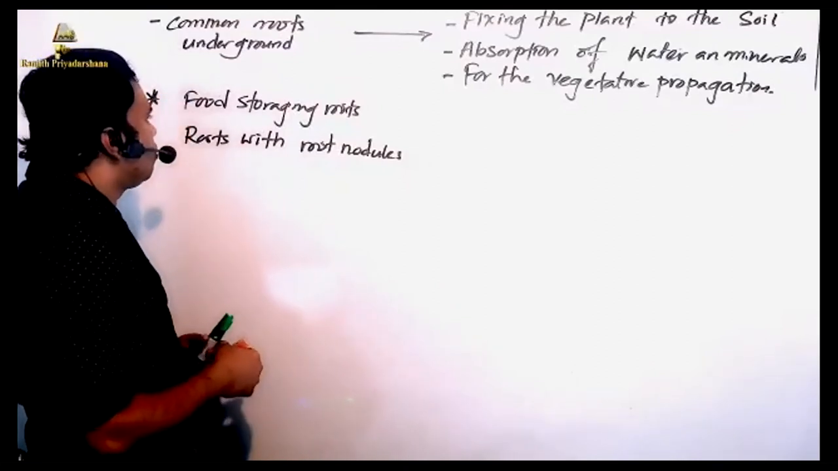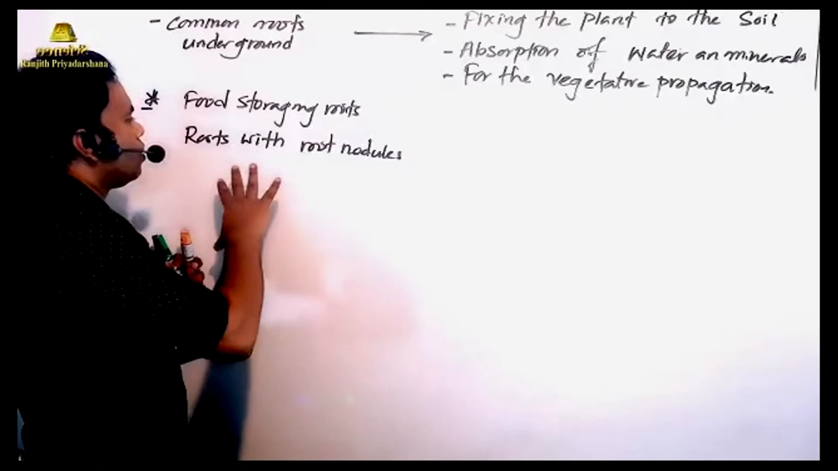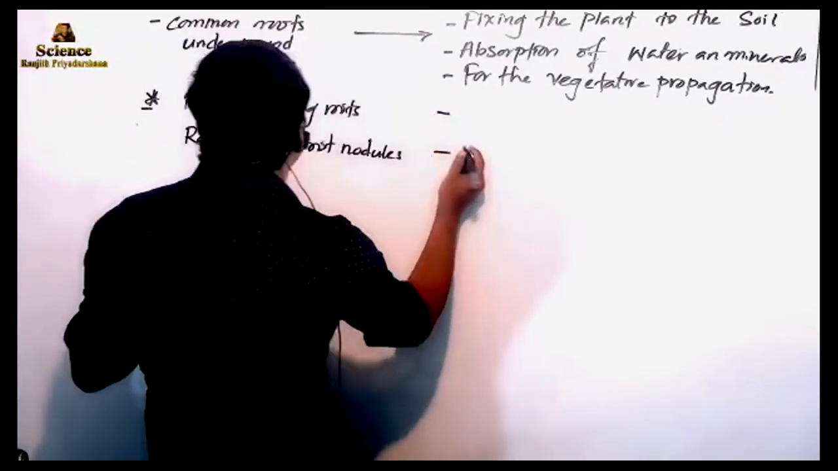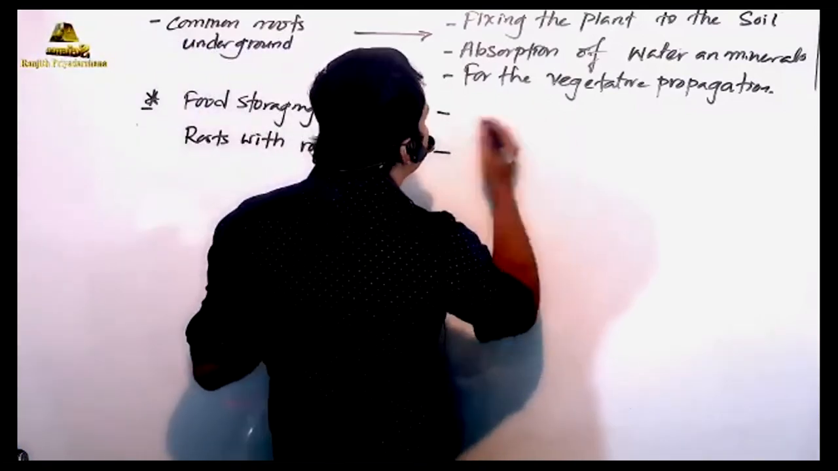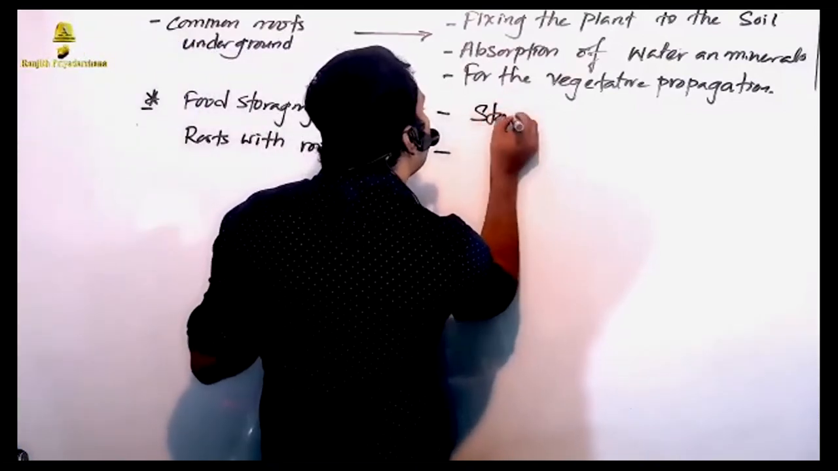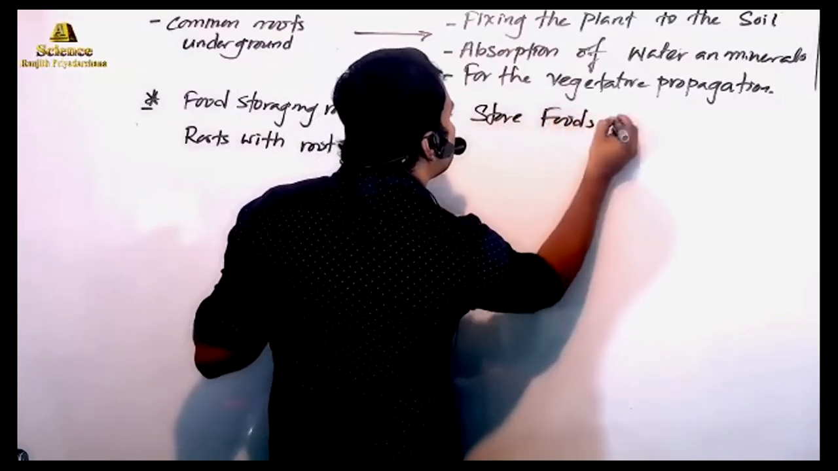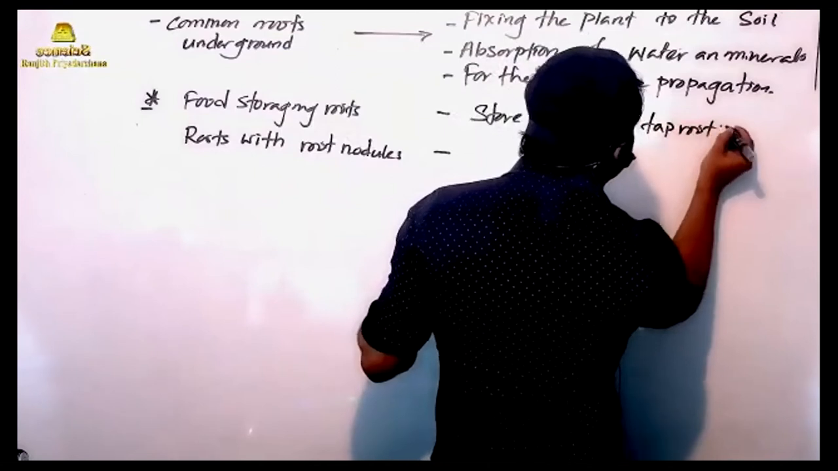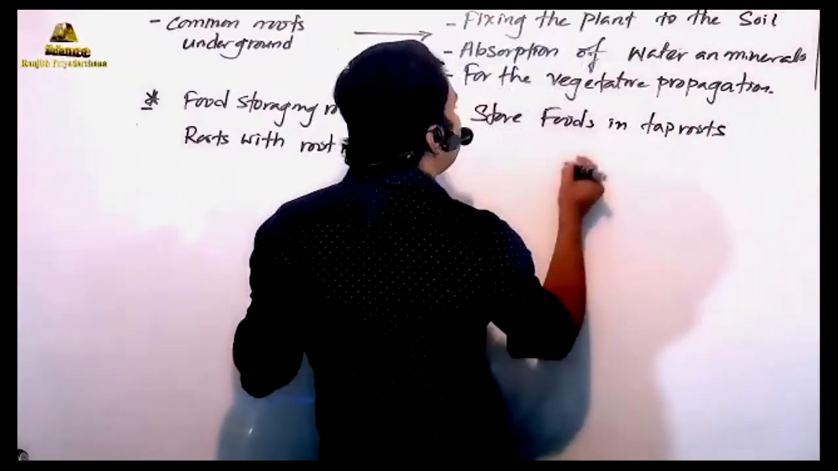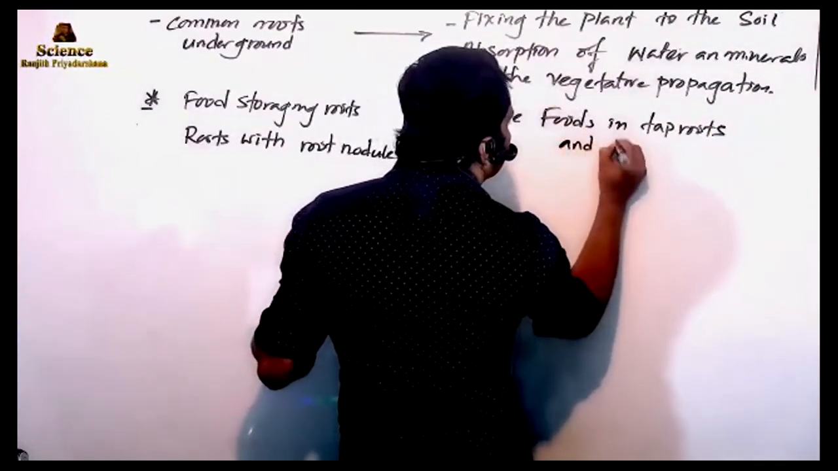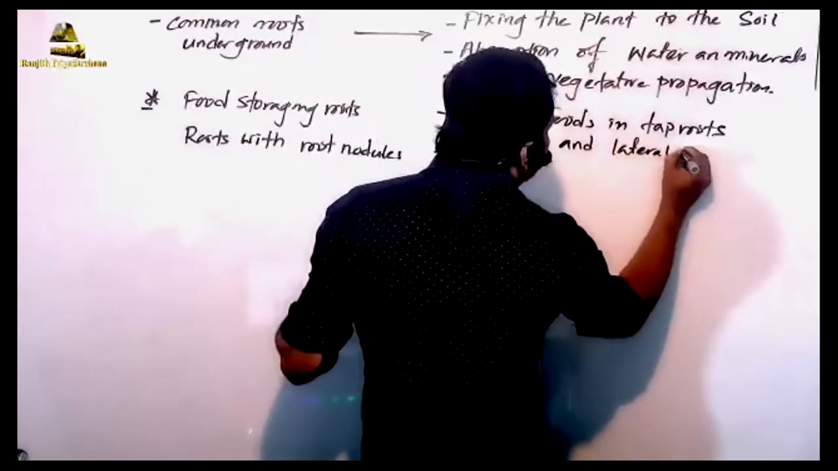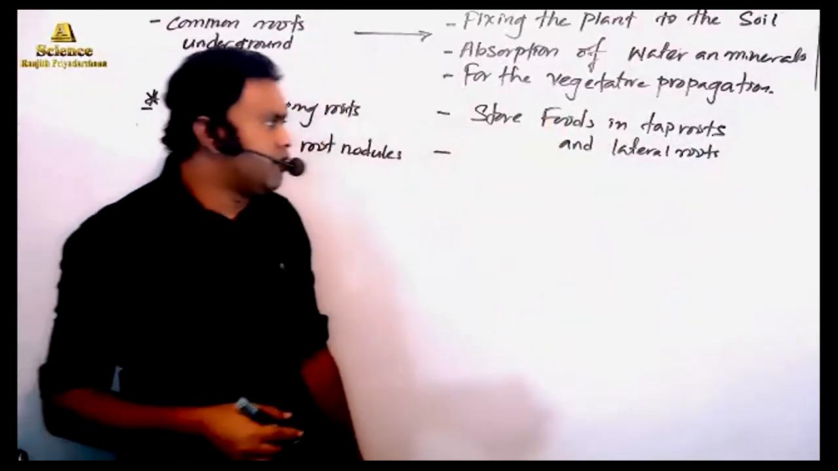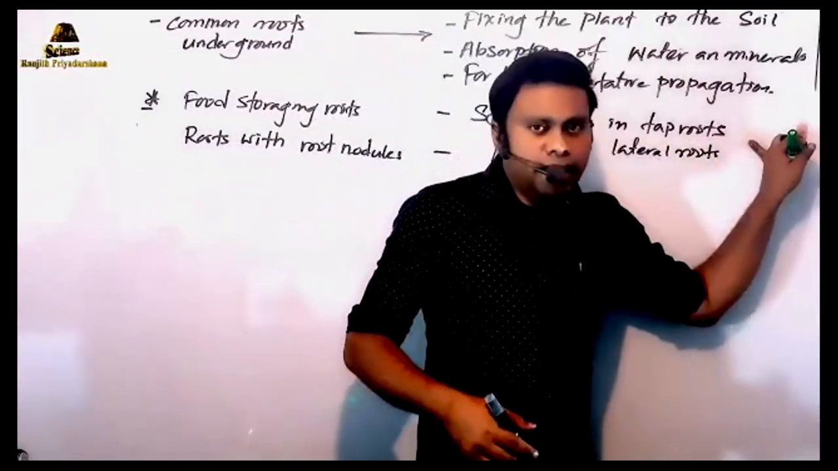Now look at this: food storage in roots, roots with root nodules. These are the two types of roots we learned specially. Food storage in roots, its function is to store foods in taproots and lateral roots. You can develop this chart by adding examples.